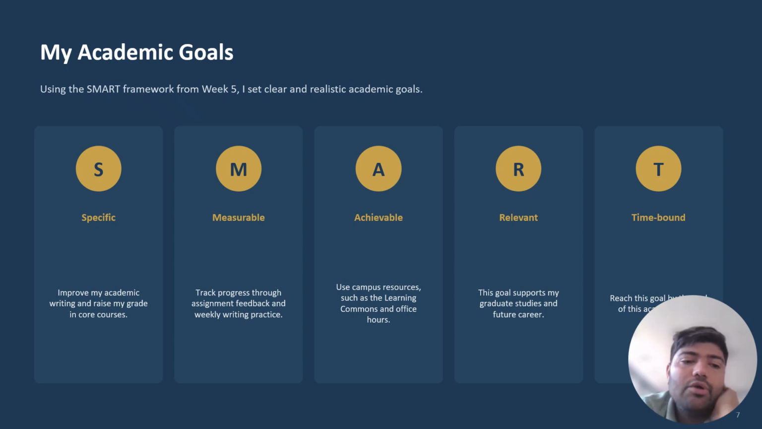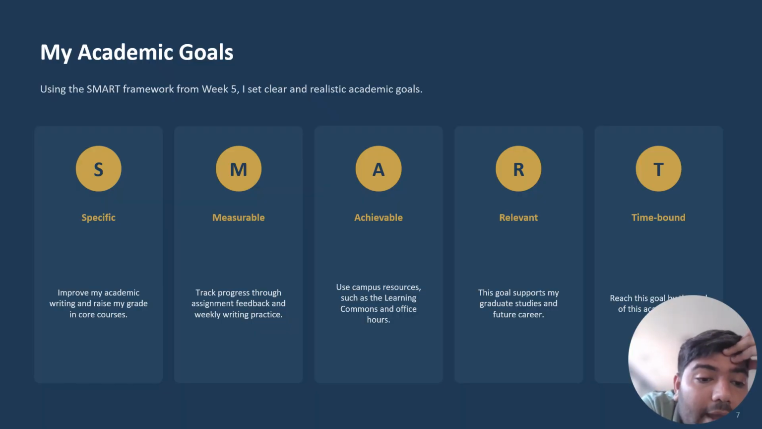I am doing my TLC program here. After I complete it, I want to go for the Master of Leadership in Healthcare. So this is my next step. My academic goal is specific. We can tell you about one keyword, SMART. The S means specific, the M means measurable, A means achievable, R means relevant, and T means time bound.